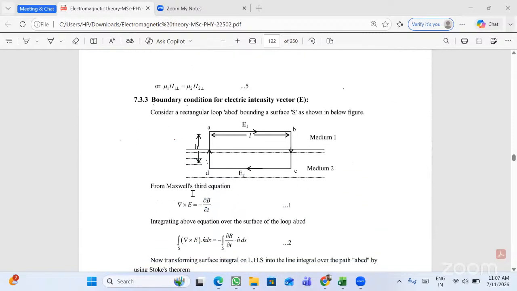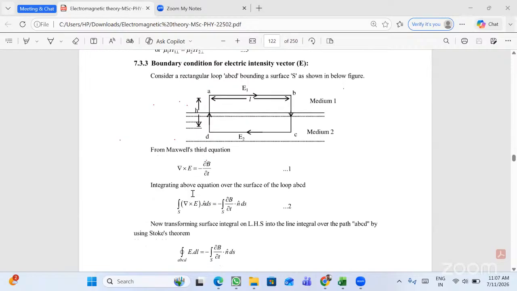So next we'll move to another boundary condition, that is the boundary condition for the electric intensity vector. Okay, we are going to see the next boundary condition for the electric intensity vector. Right. So here, in order to get the boundary condition for the electric intensity vector, as we took the example of the pillbox, that is a smaller area, we have taken.